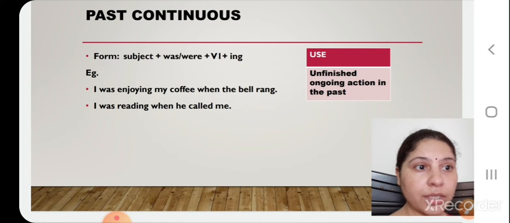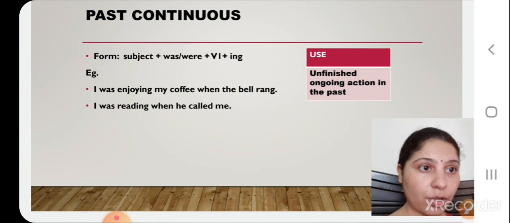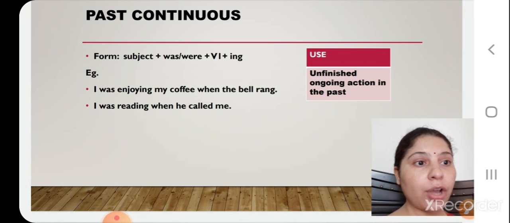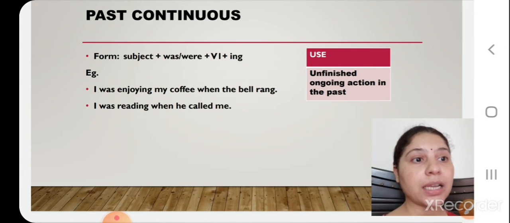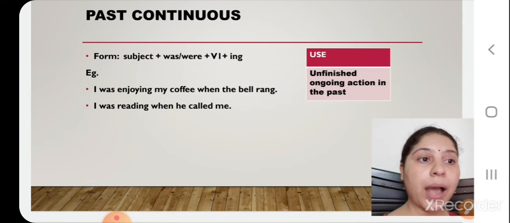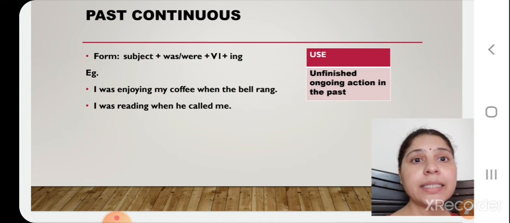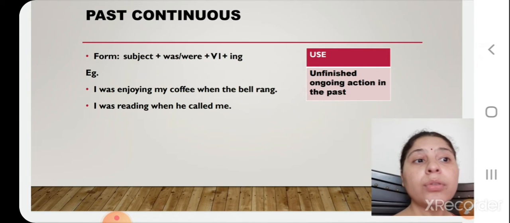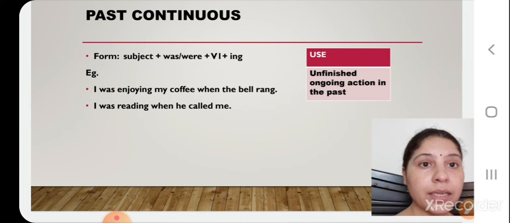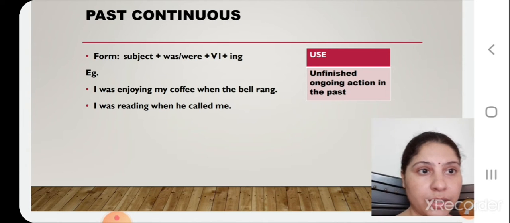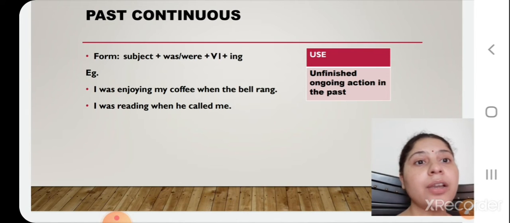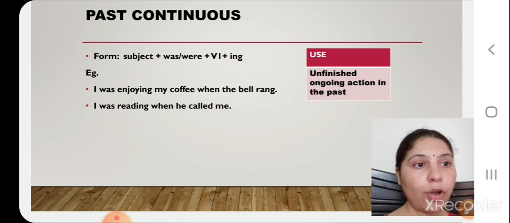So past continuous is different from present continuous tense. In present continuous tense, an activity is continuing in the present. In past continuous tense, some activity was continuing in the past. Second sentence, I was reading when he called me. So the activity of reading was going on in the past when another activity happened, that is, he calling me. I hope this is clear to you.